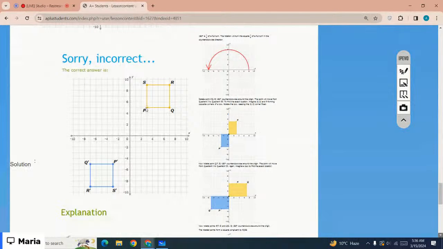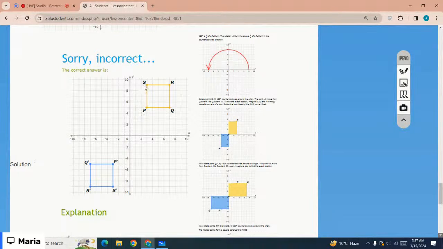So here is P. The P has the coordinates 3 and 5. So here you have P dash. The coordinates are negative 3 and negative 5, right? Q has the coordinates 7, 5. Now here you have negative 7 and negative 5, right?